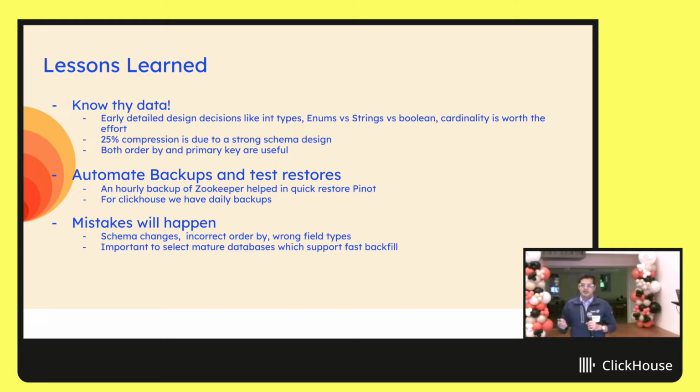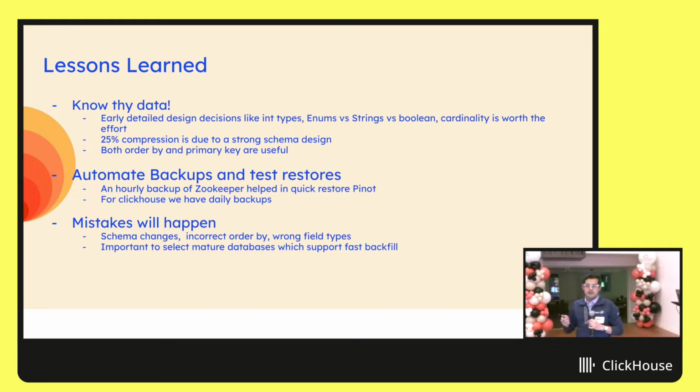First is something which my database professor had told us, so I just wrote that line. This was 15 years ago, and it's still relevant: know thy data. Small decisions, like whether to put an int type, which int type, int 8 versus int 16 versus int 32, are very vital. And enums versus strings versus boolean, as well as cardinality, is all worth the effort.